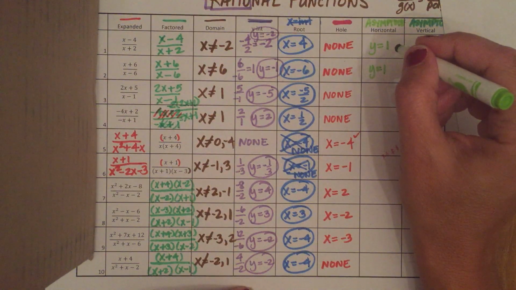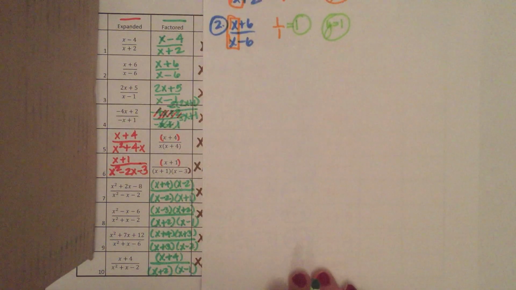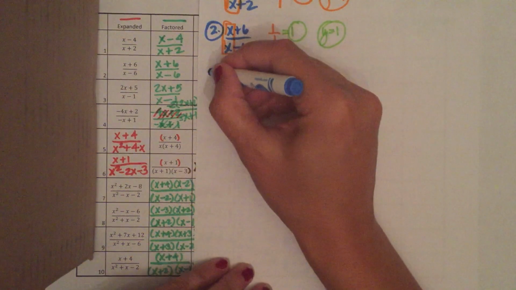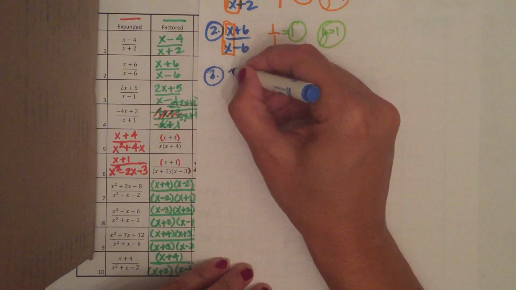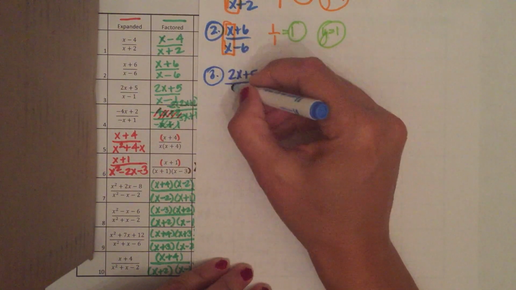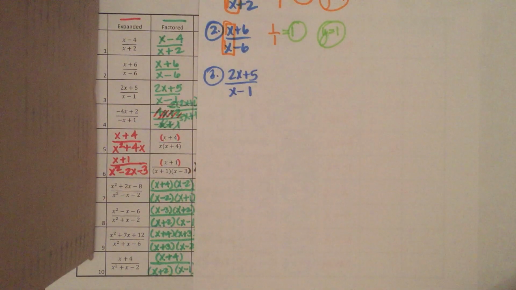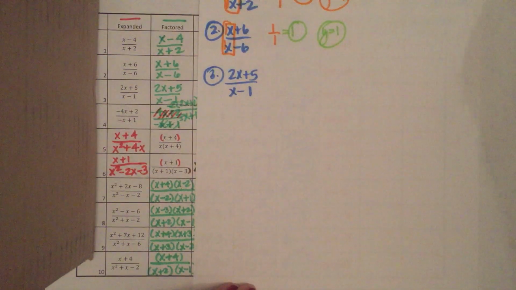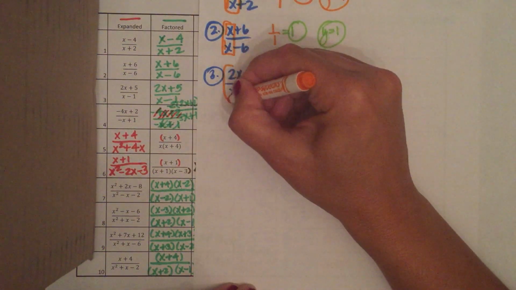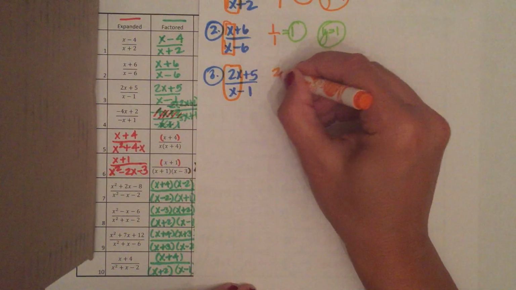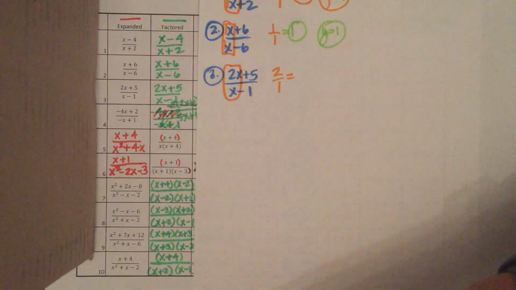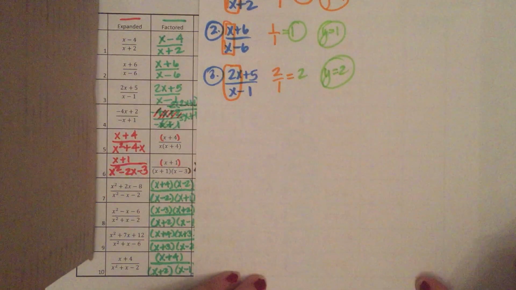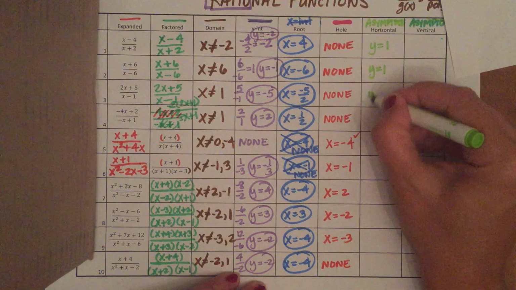Okay? Y equals 1. So now let's look at the third one. Let's look at number 3. And number 3 is (2x plus 5) over (x minus 1). So let's look at our terms here. My lead terms are 2x and x. I look at the coefficients. There's 2 over 1, which is 2. So my horizontal asymptote is at y equals 2.